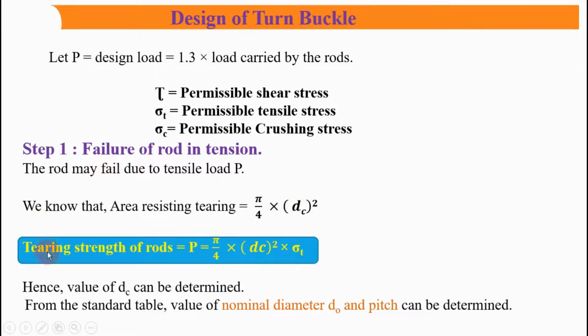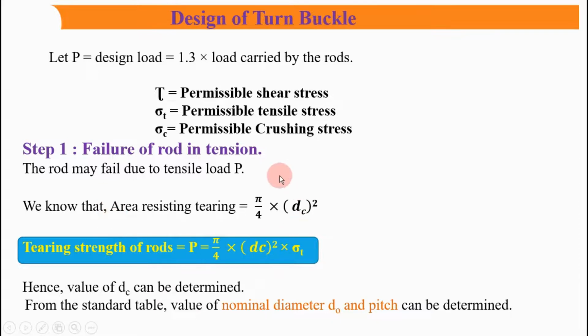So what we have written here: tearing strength of rod is equal to P, which is equal to pi by 4 into DC square into sigma T. Okay, P is equal to pi by 4 into DC square into sigma T, sorry, not sigma C, sigma T, that is the tensile stress, sigma T.